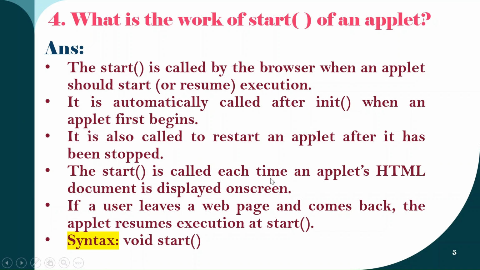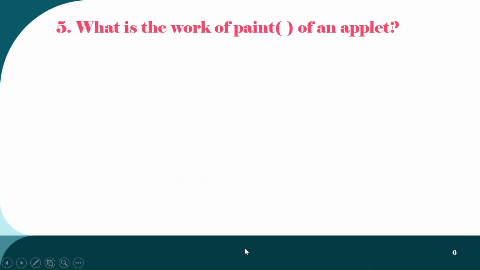The start method is called each time an applet's HTML document is displayed on screen. So that's what when you come back to the previous window, again the start method is going to get activated. If a user leaves a web page and comes back, the applet resumes execution at start method. So wherever the stop in the particular application has been done, again it resumes from the same position. So the syntax is void start.